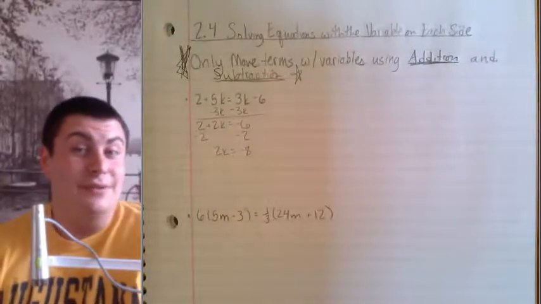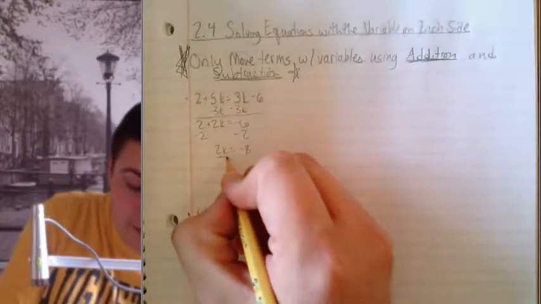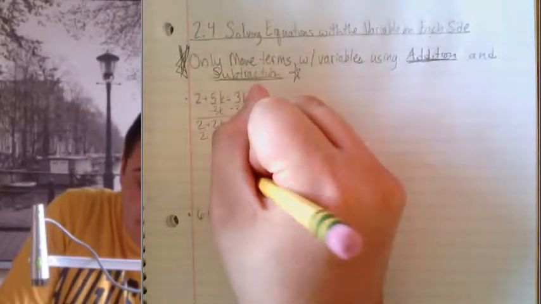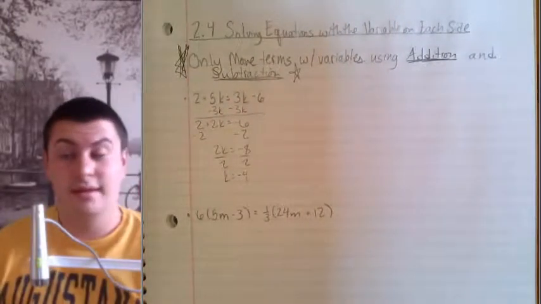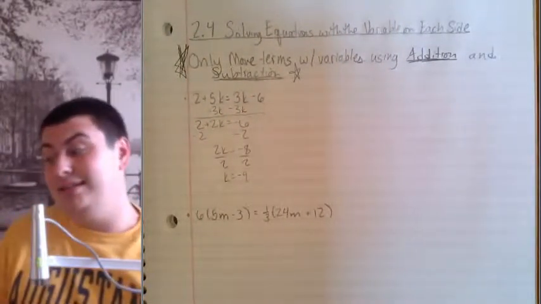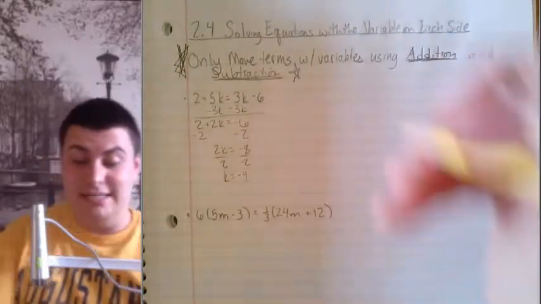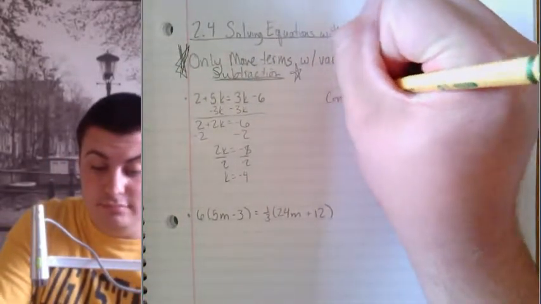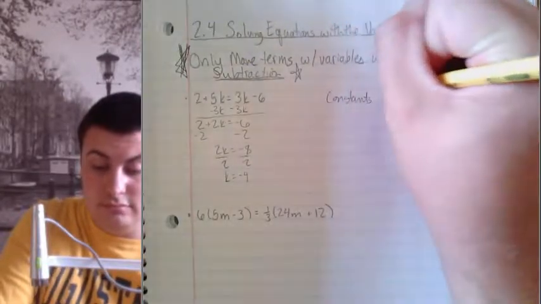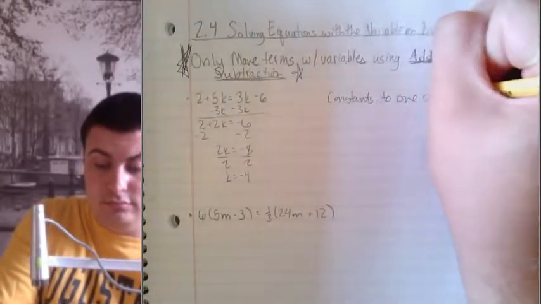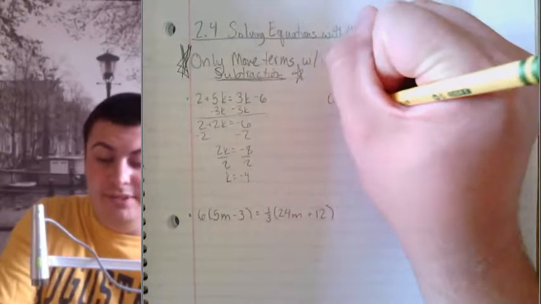Now we just have a one-step equation. I'm going to divide both sides by 2, and we're left with k equals negative 4. Now keep in mind, we are not moving everything to one side. We are moving the constants to one side and the variables to the other.